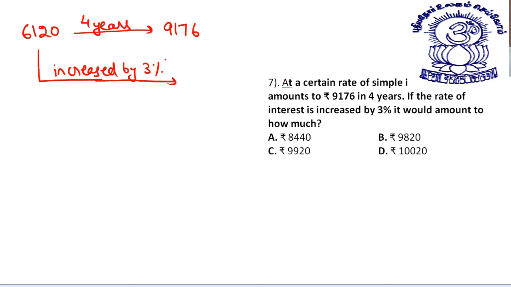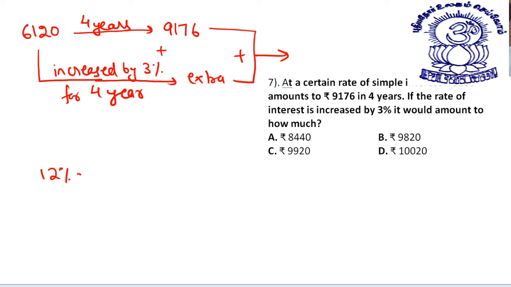See, if the rate is increased by 3% for 4 years, I will get some extra income. We need to tell what is the sum of these two. See, 3% for 4 years means 12% of 6200. So 12% of 6200 is the extra portion.